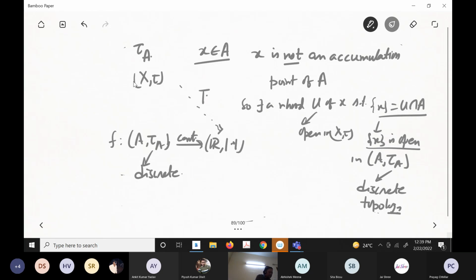Since this is normal, by Tietze's extension theorem, you will have an extension. This is not only topology; this kind of argument you need in analysis also. So that's it.